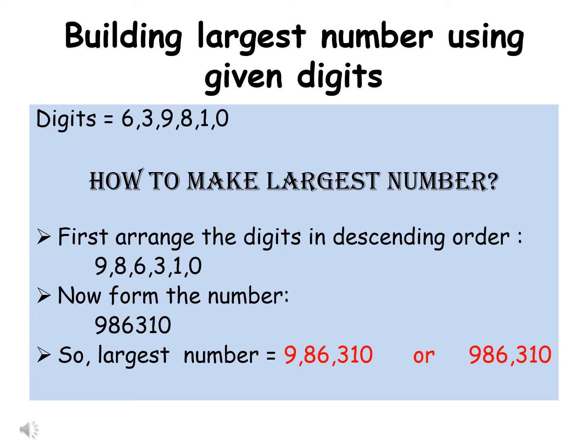So the number becomes 9,86,310, or in the international system it is 986,310. So when we are making the largest number, there is no discrepancy in the places of 0 and 1. But just remember that while making the smallest number, you should never write 0 at the highest place. Why? Because the place value of 0 is 0 at the highest place.